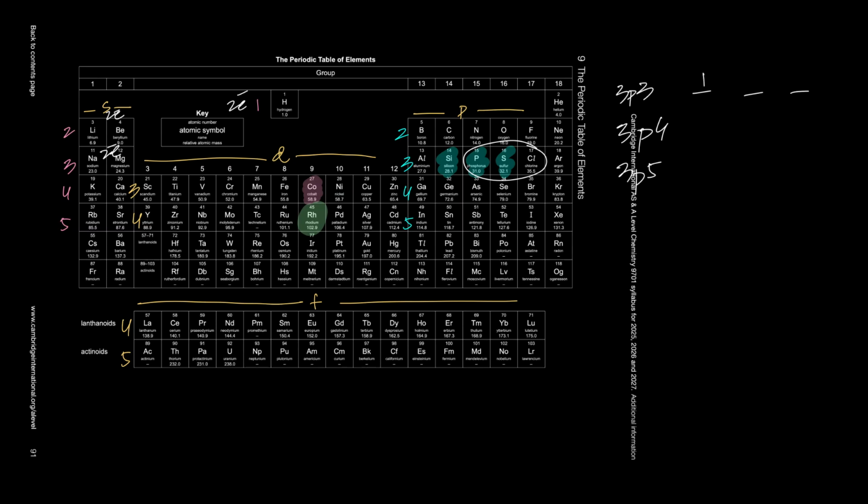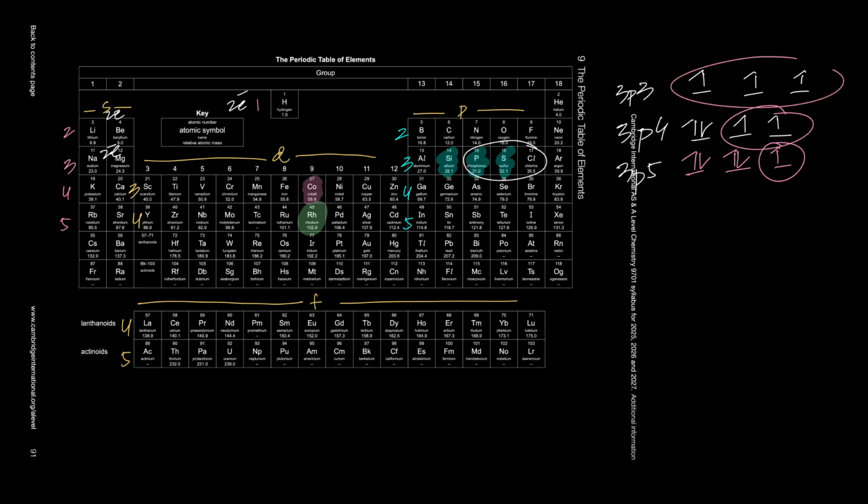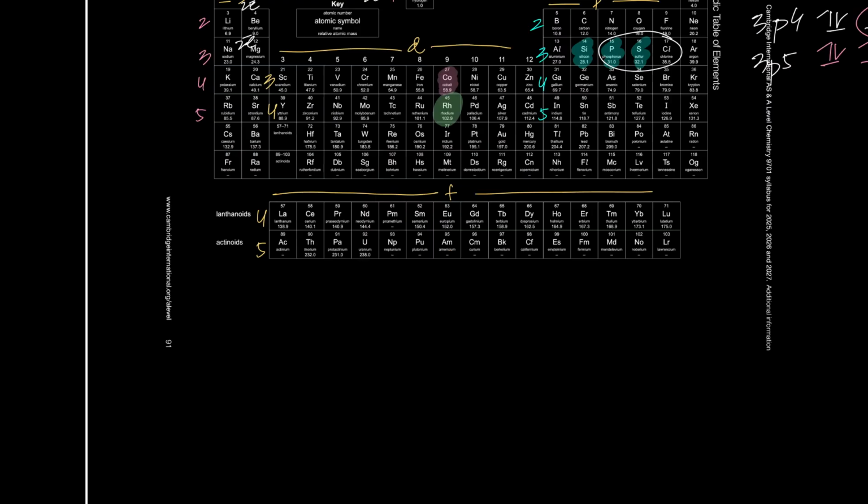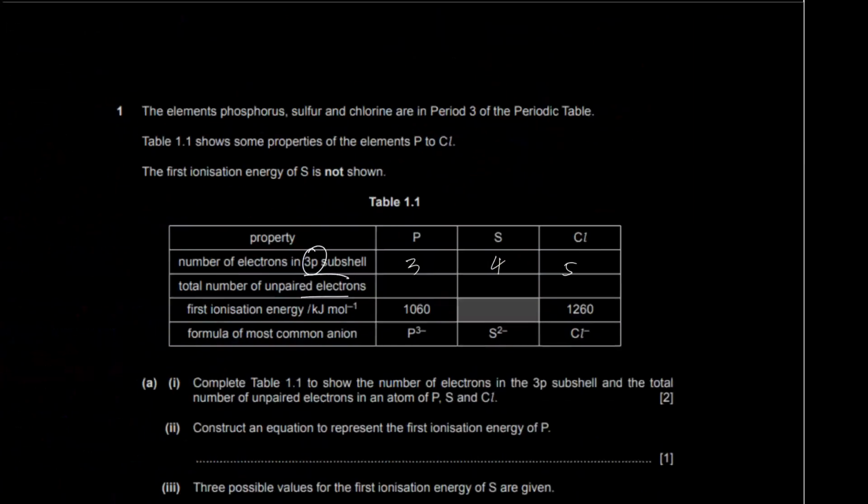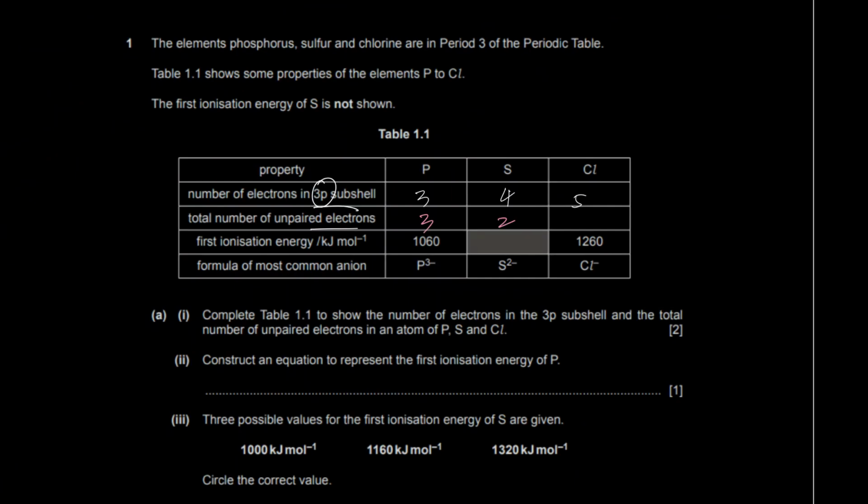If I were to draw the electron in box diagram, you have 3 unpaired electrons in phosphorus, then 2 unpaired electrons in sulfur, and in chlorine you have 1, 2, 3, 4, 5, so only 1 unpaired electron. So in phosphorus there are 3, in sulfur there are 2, and in chlorine there is 1. So 3, 2, 1. Easy peasy lemon squeezy, or no? It's difficult.